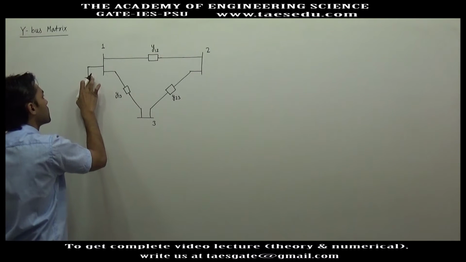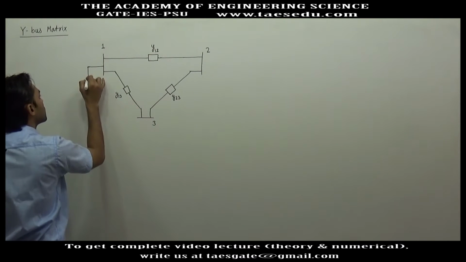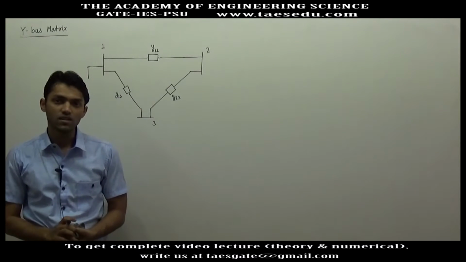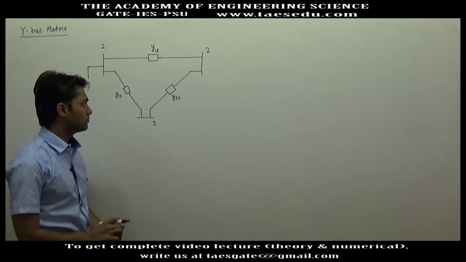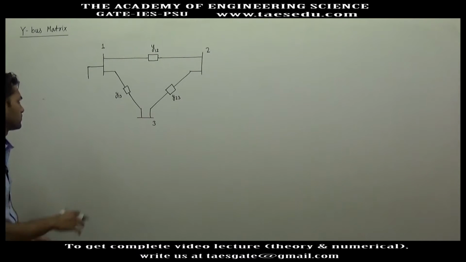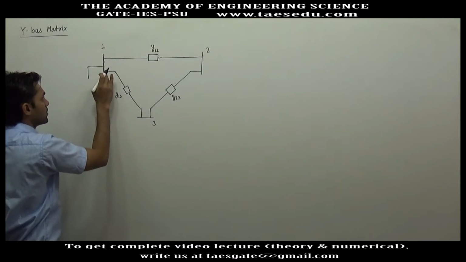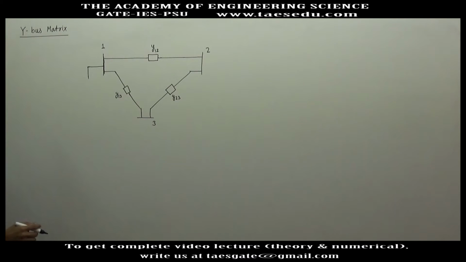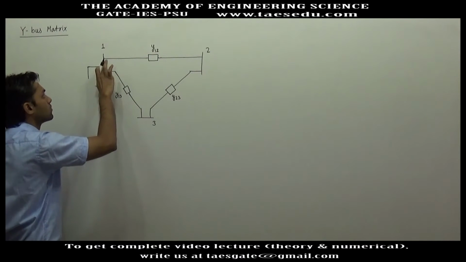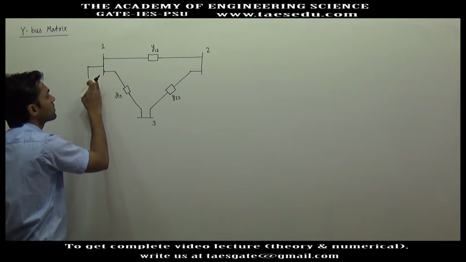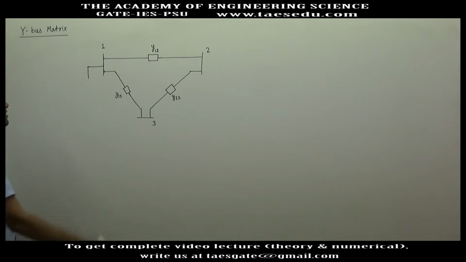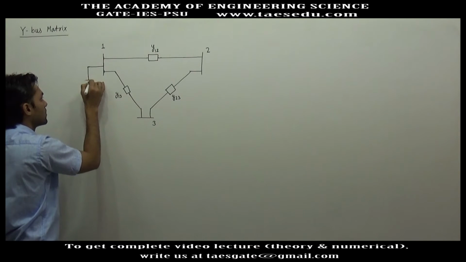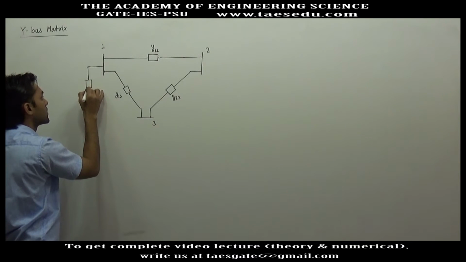We connect a shunt capacitor for voltage control to boost the voltage. Or to avoid the Ferranti effect, we connect a shunt inductor. Shunt inductor means from the bus you will connect an inductor and you will connect the other terminal of the inductor to ground. So to boost the voltage we may have a capacitor here, or to avoid the Ferranti effect we may have a shunt inductor here. So in general the shunt element may be an inductor or a capacitor.